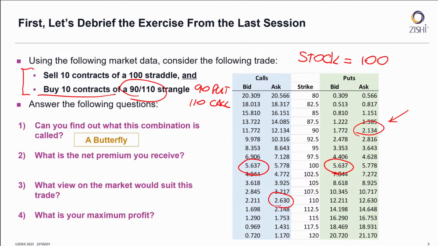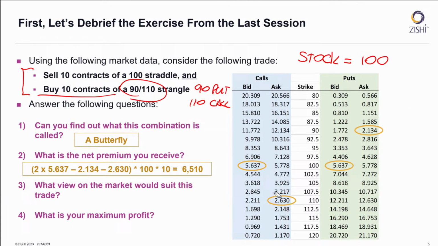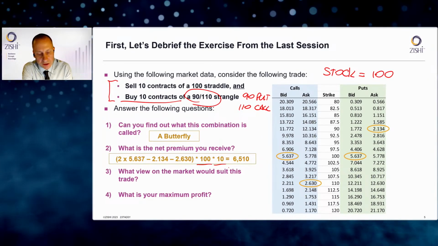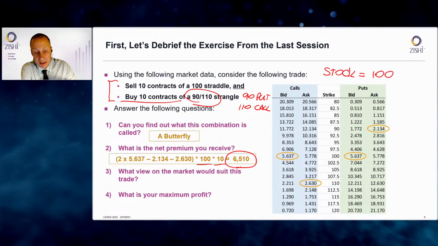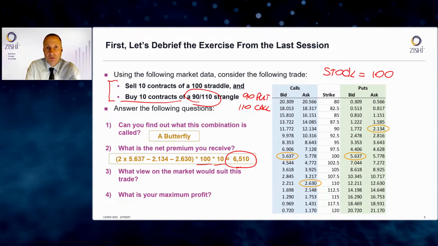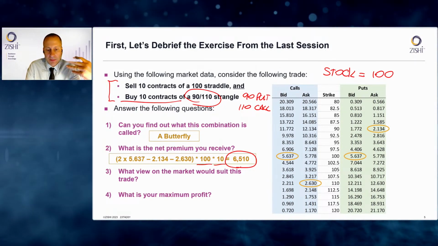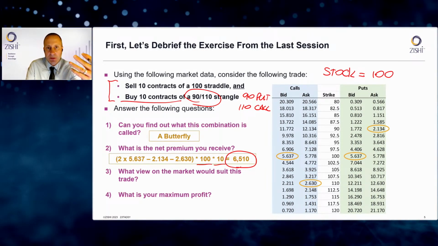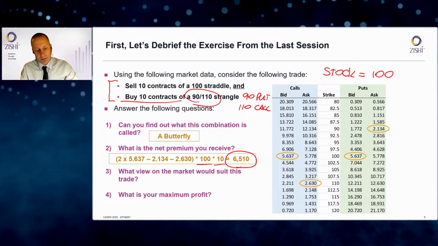2.134. So I'm going to receive 5.637 twice when I sell my straddle, and then I'm going to pay away 2.63 and 2.134. So the net premium I receive is the combination of all of those premiums per share multiplied by 100, because that's my contract size, multiplied by the 10 contracts I trade, and this gives me a cash price in real of 6,510 real. And I will receive that on day one because I am net selling options. I'm selling options with a higher premium than the ones that I'm buying.